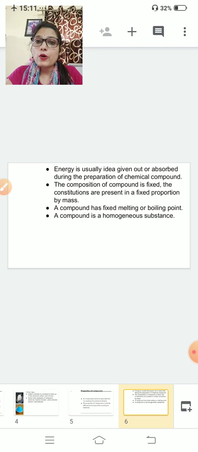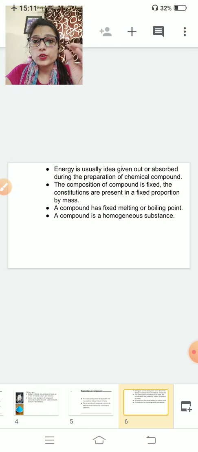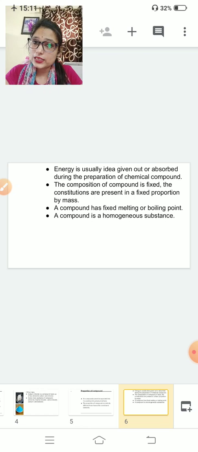Next, a compound has a fixed melting and boiling point. If the proportion is fixed, that means it will start melting or boiling at the same point, because there is no impurity.